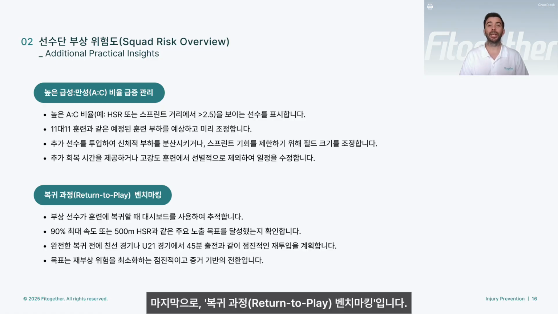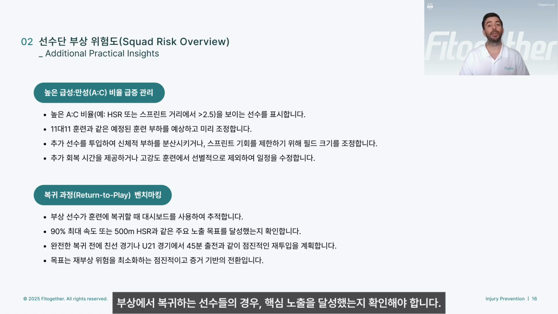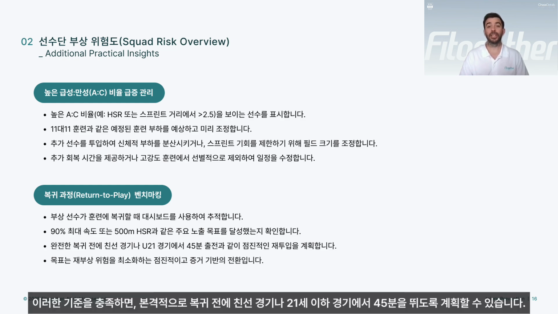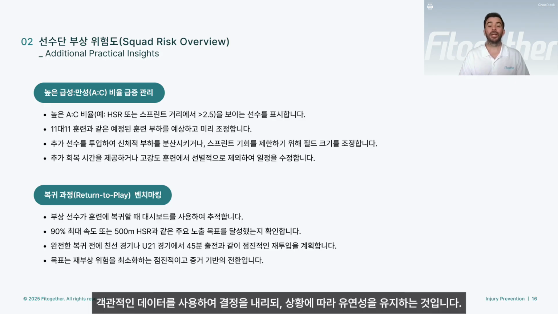Finally, return to play benchmarking. For players coming back from injury, you want to make sure they've hit their key exposures, 90% max speed, and at least 500 meters of high-speed running. Once they've ticked those boxes, you can plan 45 minutes in a friendly or under-21 game before reintroducing them fully. Again, this is all about balance, using objective data to guide decisions, but keeping flexibility based on context.